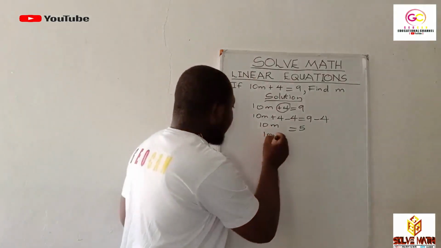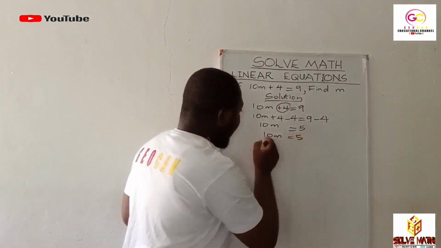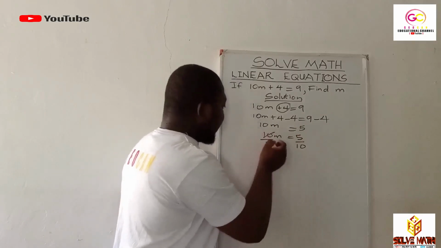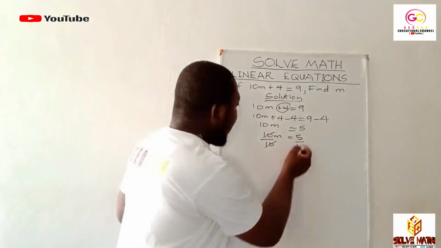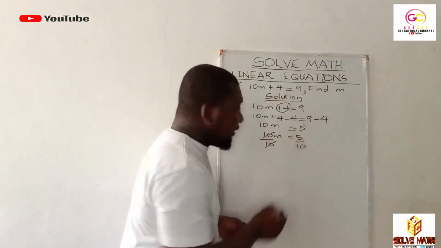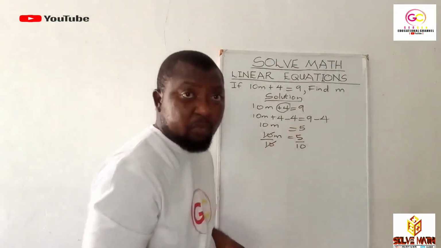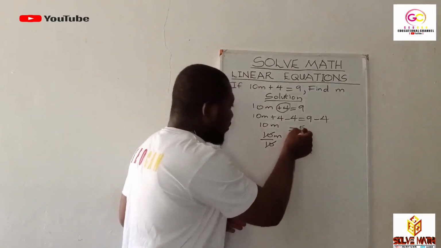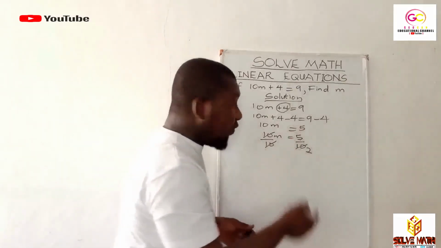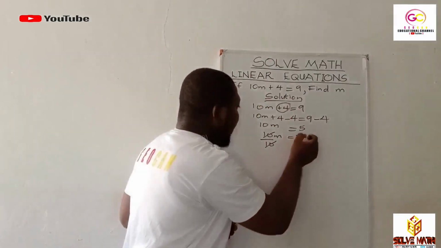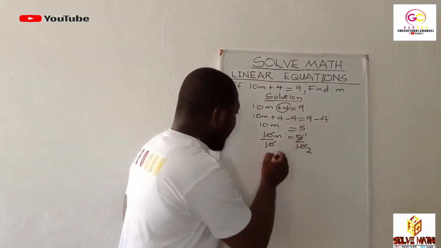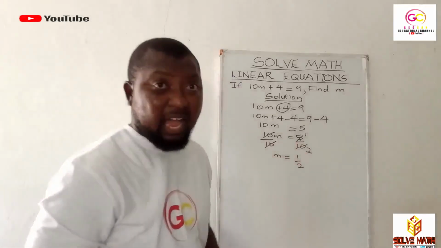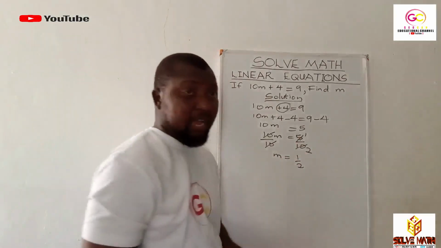So write the equation again. 10m is equal to 5. Then divided by 10. 10 will cancel 10, right? Now, 5 will go into 10 how many times? What I mean is 5 times what will give you 10? It is 5, 2, 10. And 5 will go into 5 how many times? 5 times what will give you 5? It's 5, 1. So 5 will go into 5 once. So what we have? We have m is equal to 1 over 2, which is half. So the value of m is half, 1 over 2.